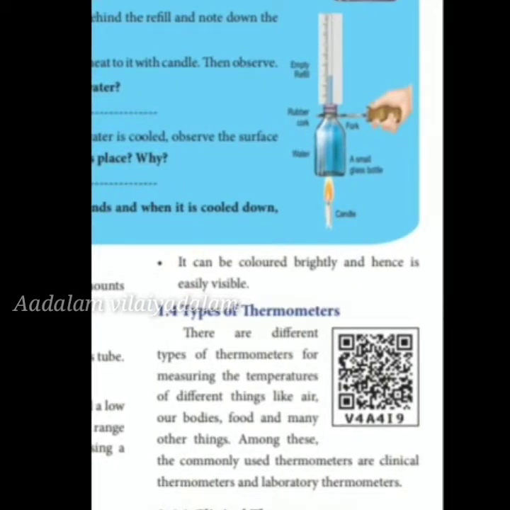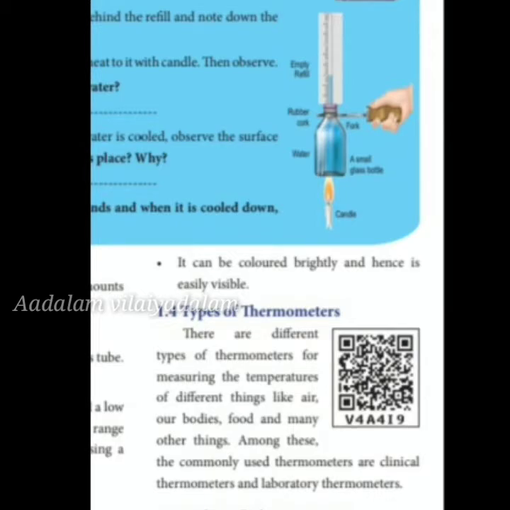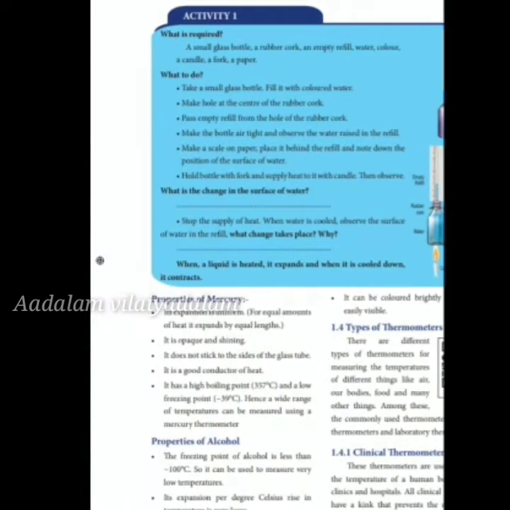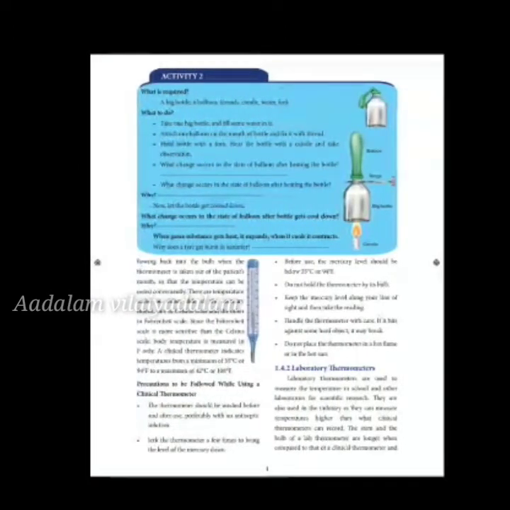Types of thermometers. There are two types of commonly used thermometers, that is clinical thermometers and laboratory thermometers. Clinical thermometers are used on the human body at home, in clinics and hospitals. They have a kink that prevents the mercury from flowing back into the bulb when the thermometer is taken out of the patient's mouth, so that the temperature can be noted conveniently.